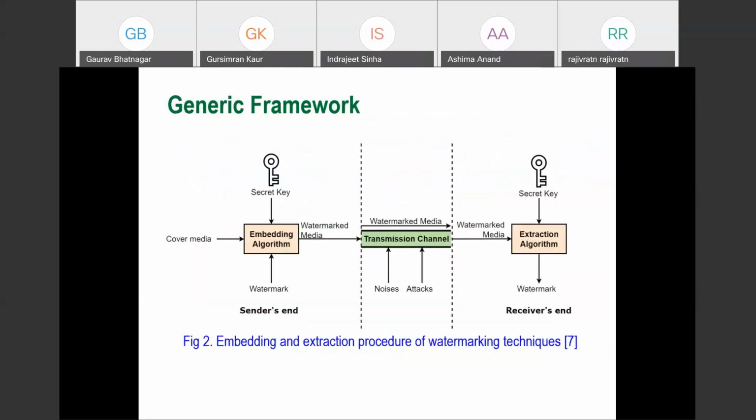This is the basic framework of any watermarking technique. There are basically two processes. The first one is the embedding procedure and the second one is the extraction procedure. In the embedding procedure, the watermark is embedded into the cover media using a secret key and an embedding algorithm, which produces a watermarked media. This watermarked media is then transmitted over to the receiver through an open network. At the receiver end, the received media, along with the secret key, is passed through the extraction algorithm and we get the watermark back.